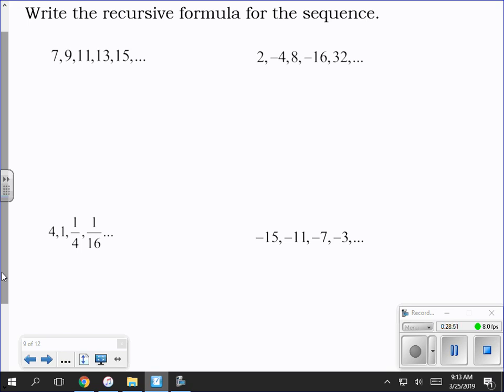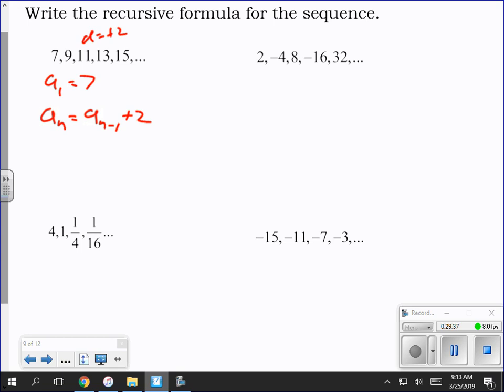Write the recursive formula. So you're basically coming up with a formula where you have the first term followed by a formula to find the next term. So you're always going to start with this: a sub 1 is 7. You always have the first term. How do I get from 7 to 9, 9 to 11, 11 to 13, 13 to 15? What am I doing each time? I'm adding 2 each time. I'm doing d, and I'm adding 2 each time. So to get to the nth term, I take the nth minus 1, the one before it, and I add 2.